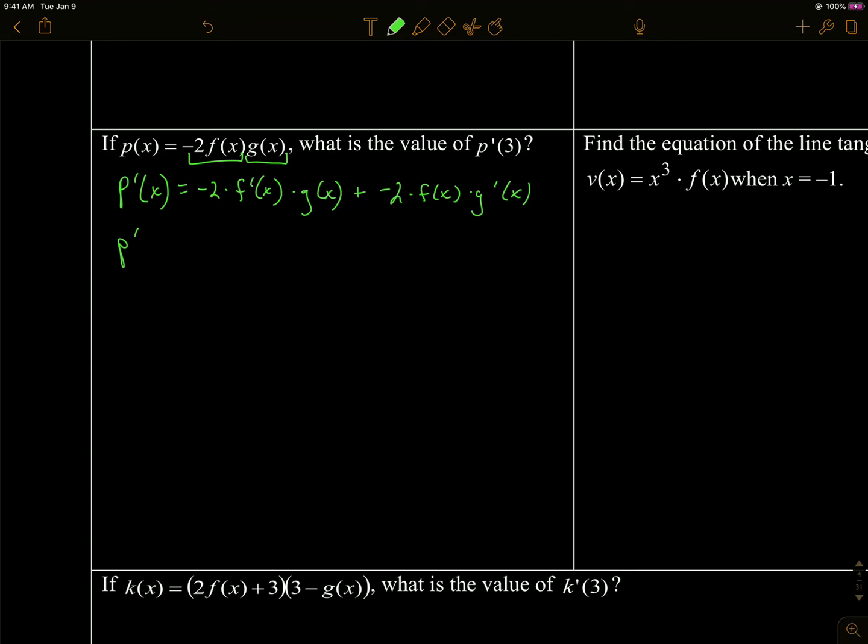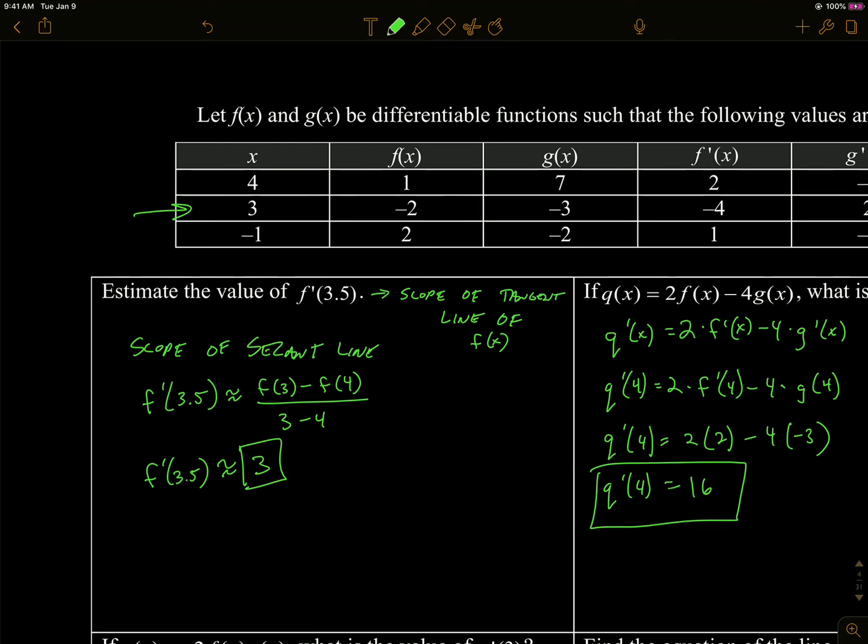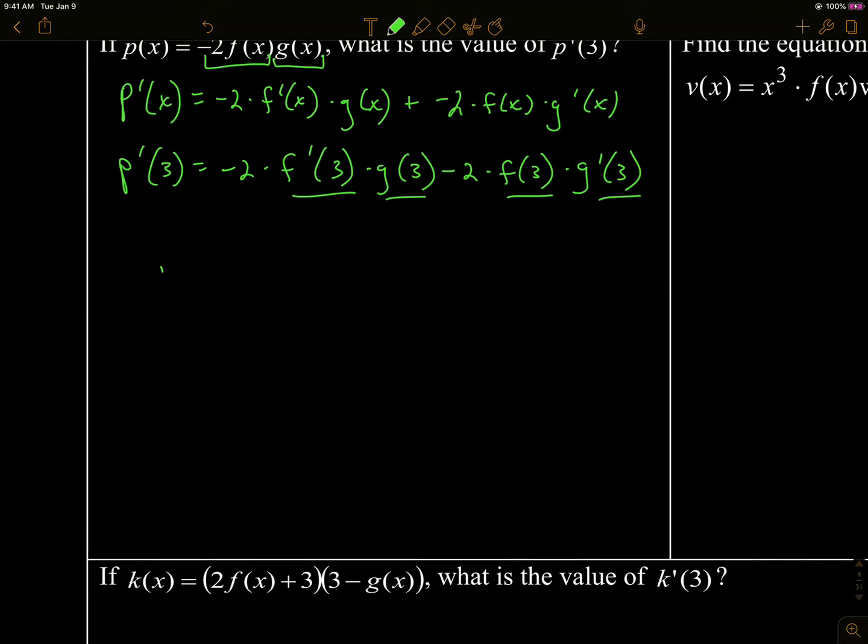Excuse me. So now if I plug 3 into that, so I've got all f primes and g's of 3. 3 is an x value on my table, so I use this row and I just grab those values, substitute in, and it should equal negative 16.